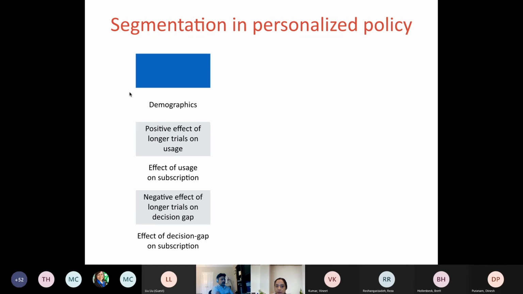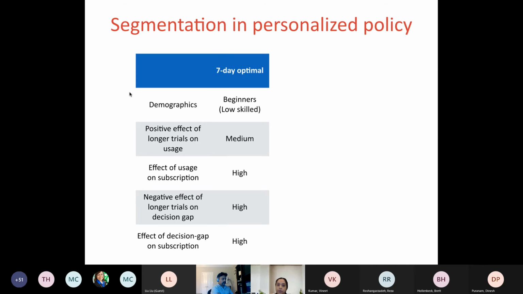So what I do here is essentially show you, within each segment, what the demographics are which are more prominent compared to the population. Then we look at the effect of longer trials on usage, the effect of usage on subscription, the effect of longer trials on decision gap, and the effect of that again on subscription.